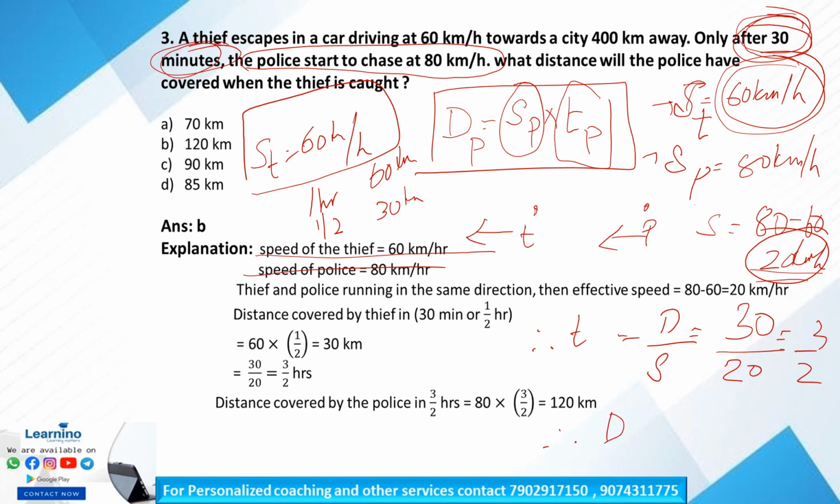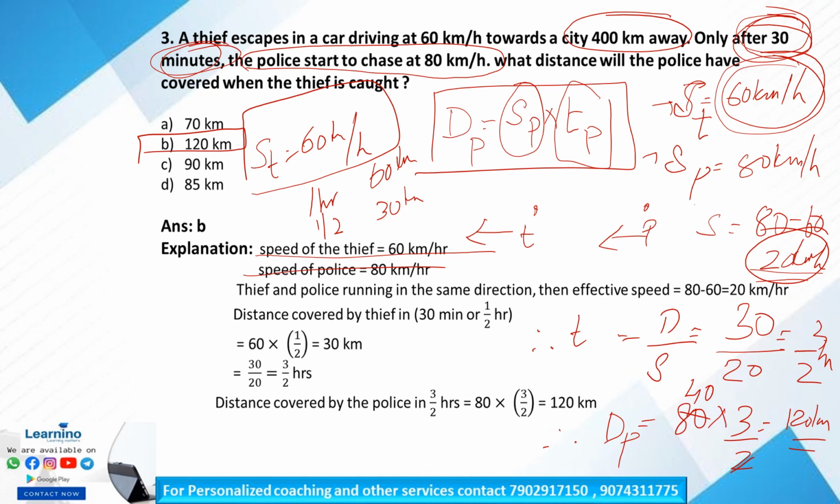That is the distance covered by the policeman, dp. What is the speed of the policeman? It is 80 into time, 3 by 2 hours. So this is 40, that is equal to 120 kilometers. Option B is our answer. Is that clear? So we don't want to confuse this with the 400 kilometer extra data. We have to find the distance covered by the policeman alone.